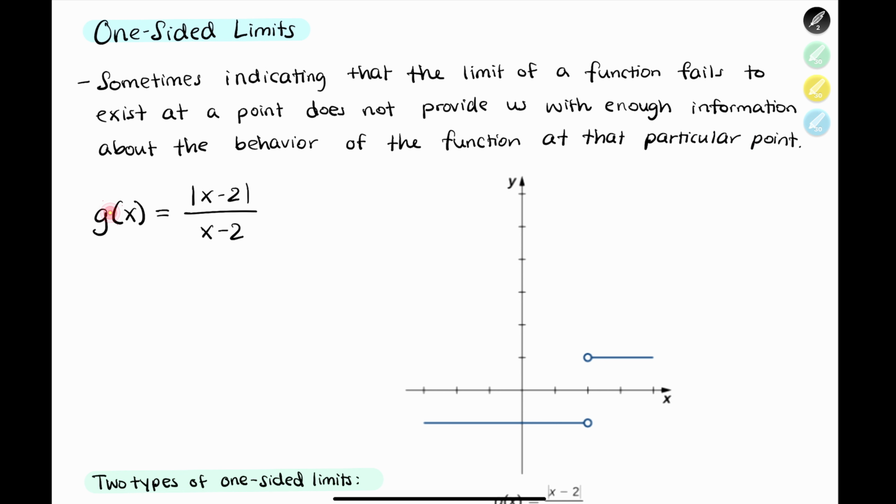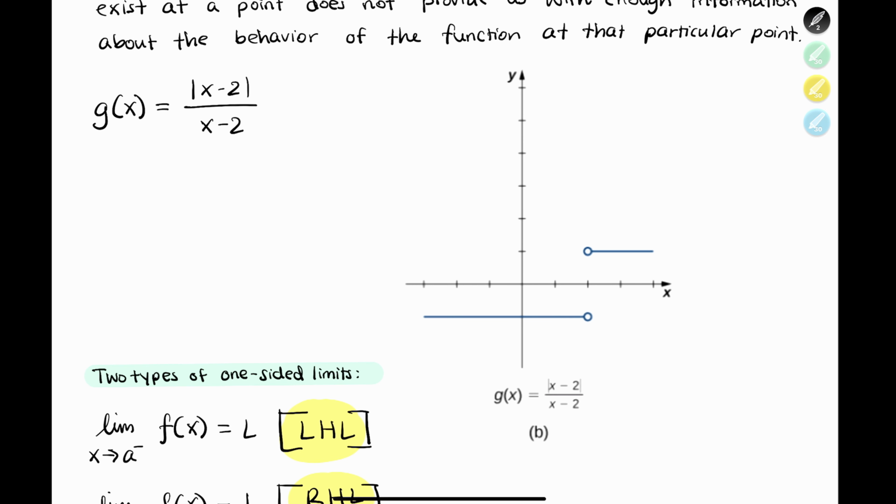So for example, let's look at g of x, which is equal to the absolute value of x minus 2 all over x minus 2. And so this is the graph of g of x, and as we could see, g of x is actually not defined at x is equal to 2.